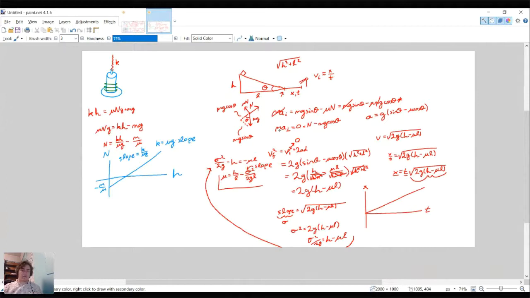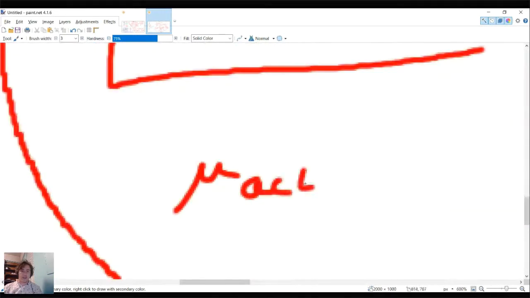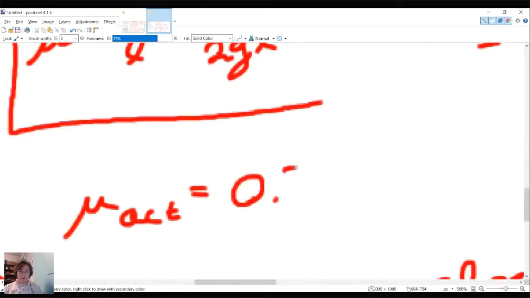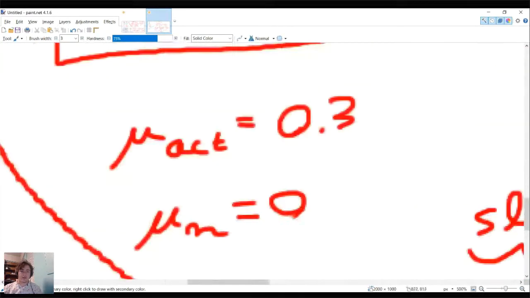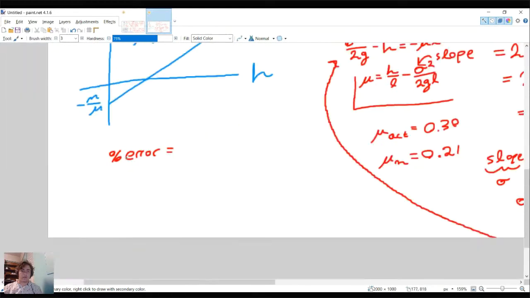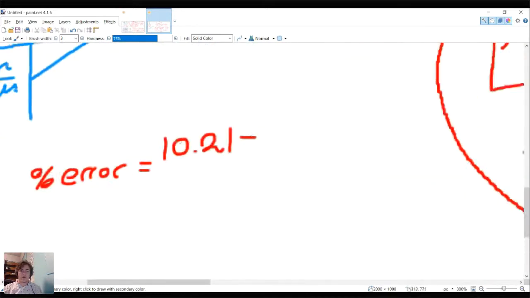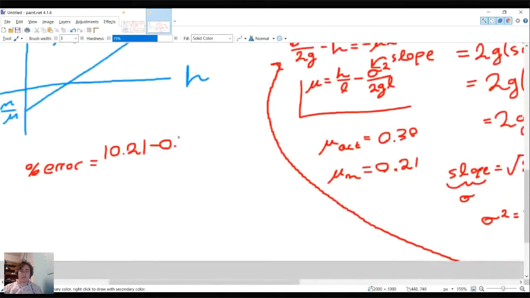Again, there's the same error analysis here. Let's say the actual value of mu is 0.3, and you measured the coefficient of friction to be 0.21, so 0.30 for 2 sig figs. The percent error is equal to what you got, the measured, minus the actual value, 0.30.